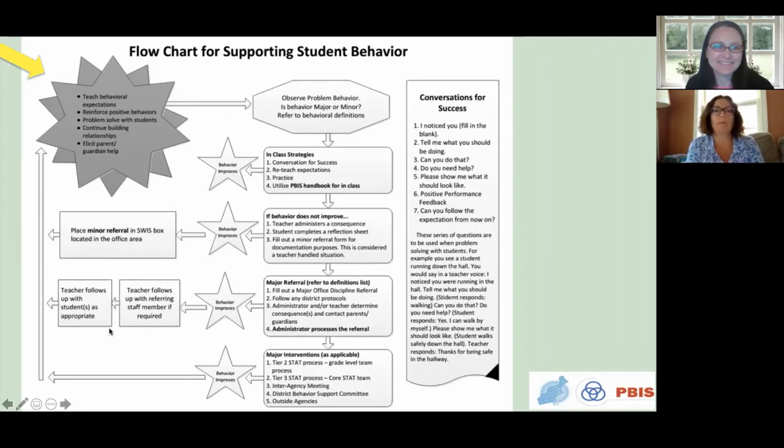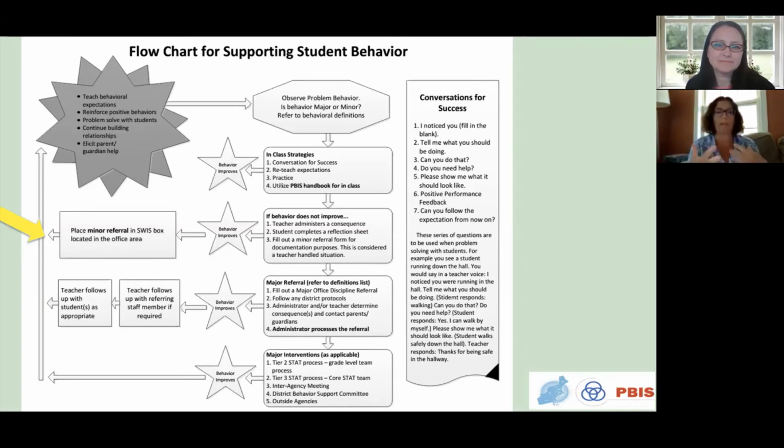But then behavior errors will happen, right? So helping staff to understand that the first thing we need to do is refer to our behavior definitions and think about whether the behavior we're experiencing is major or minor. And then what are the things that we can do in class? And if it doesn't improve, then we move into creating a minor referral.